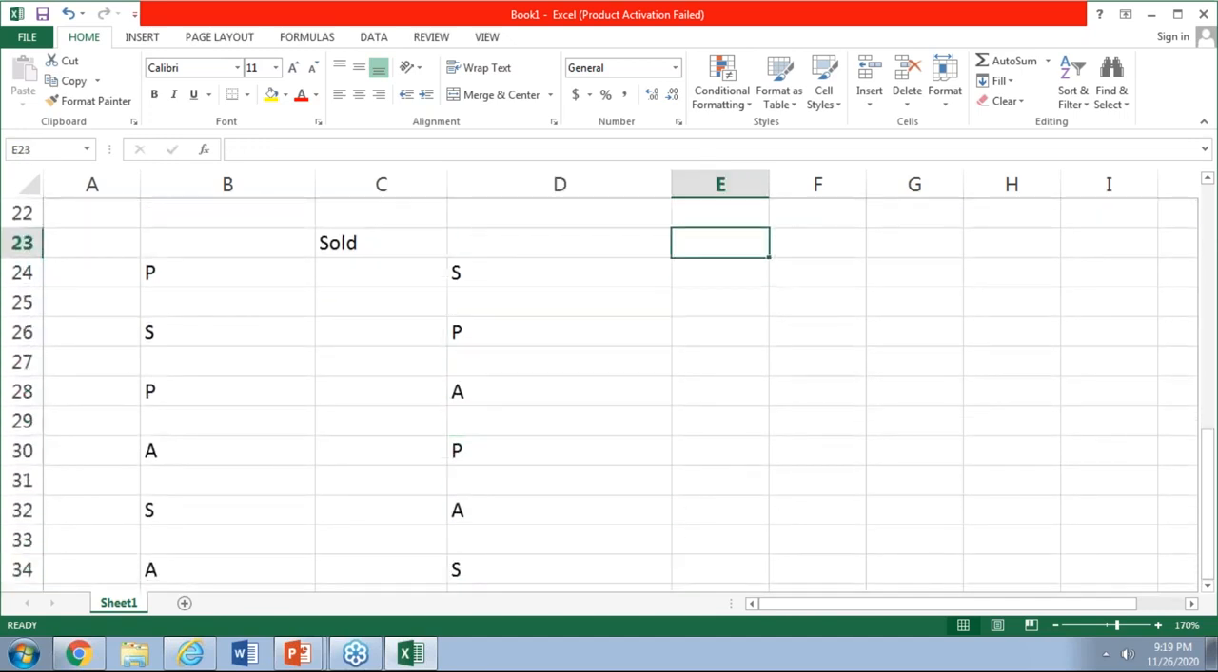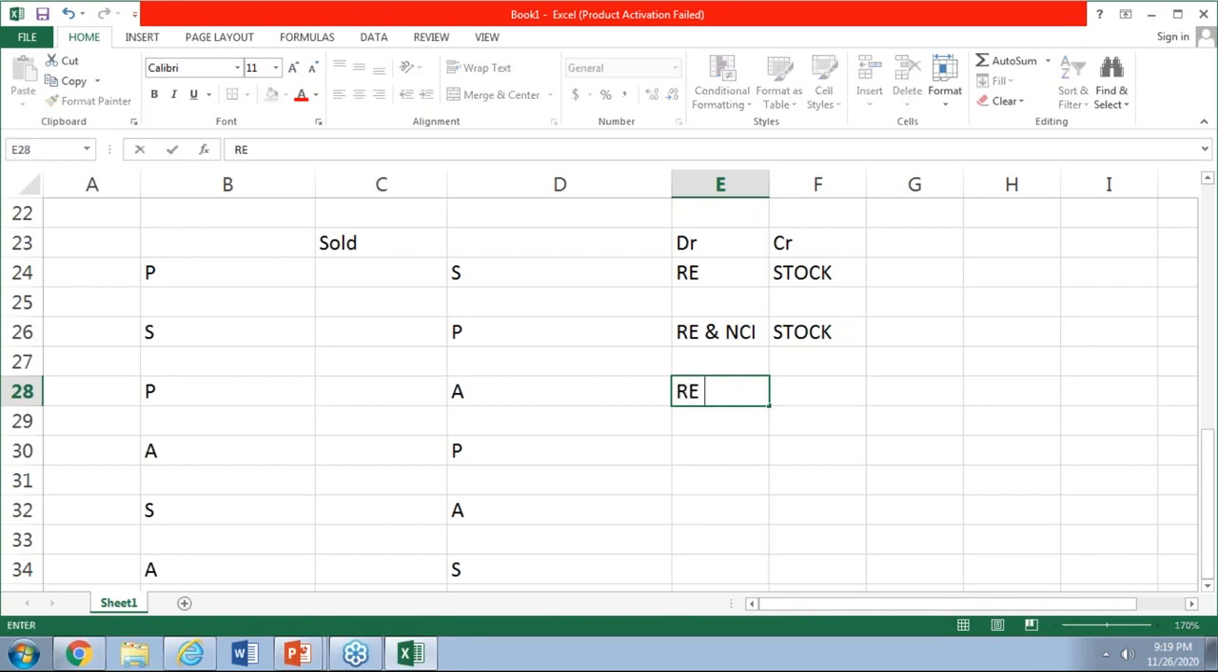So what will be the accounting entry? Debit, credit. If the parent sold goods to the subsidiary, the accounting entry will be retained earnings debit, stock credit. If the subsidiary company sold goods to the parent company, retained earnings and NCI debit, stock credit. If parent company sold goods to the associate, retained earnings debit, investment in associate credit. Associate is selling goods, retained earnings debit, stock credit. Subsidiary is selling to the associate, retained earnings and NCI debit, and investment in associate credit.